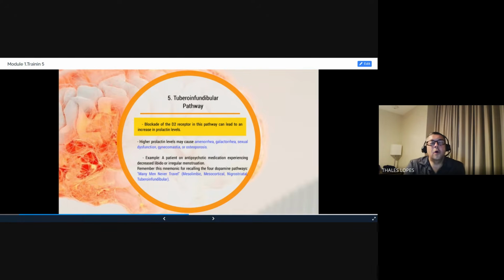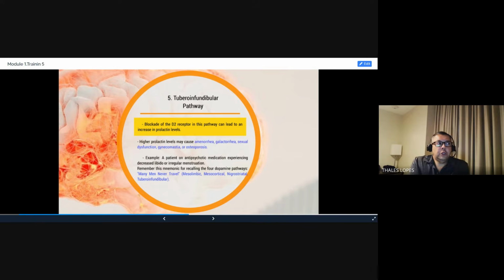gynecomastia, osteoporosis. Osteoporosis, three times. Very high yield. It's also high yield.